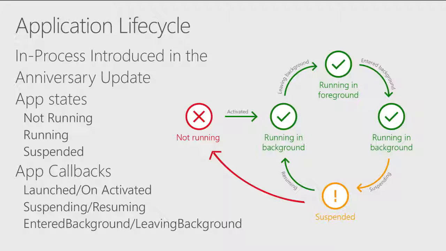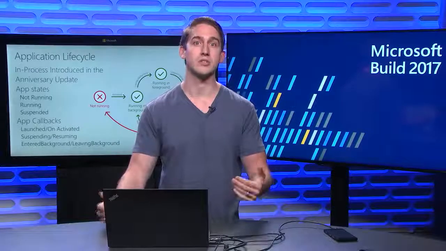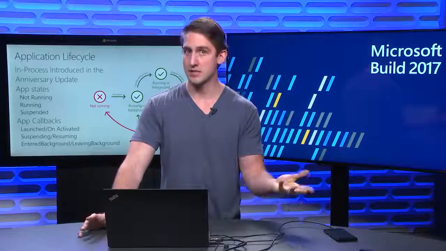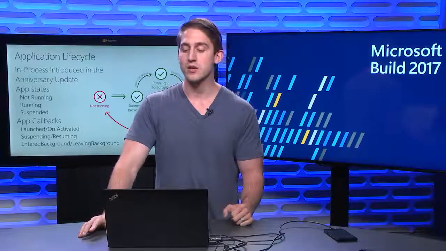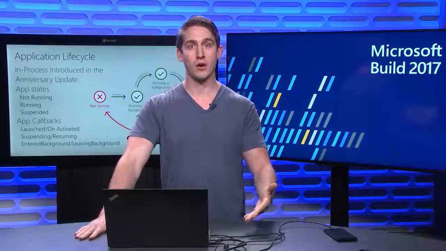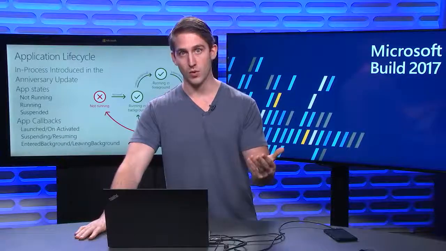Now, let's say you are doing work in the foreground and then you need to move away into the background. Well, if the user minimizes your app on desktop, for example, then you would receive an entered background callback. And if you are doing work in the background and have specified that you want to do work in the background, then you'll be running in the background for a while.